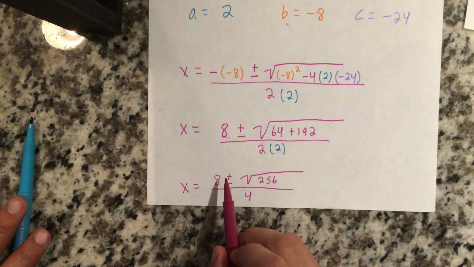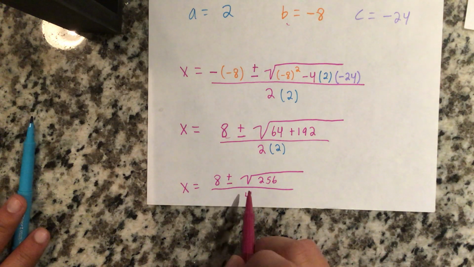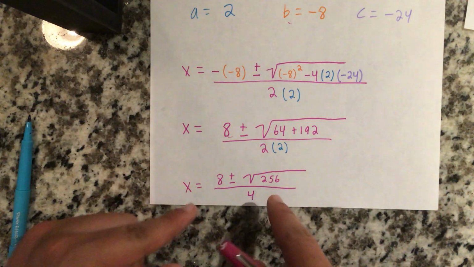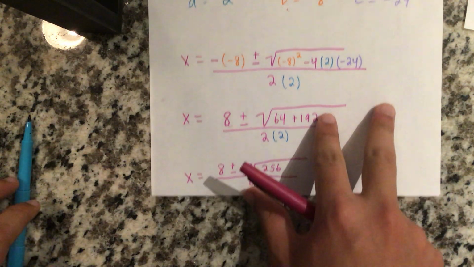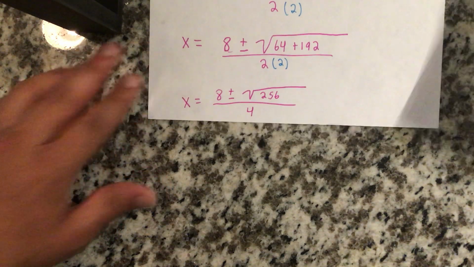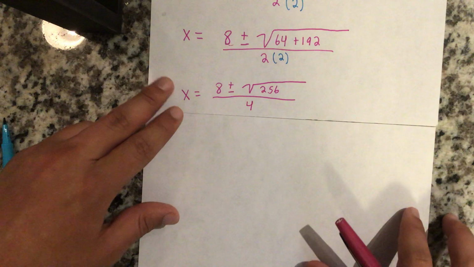I have x equals 8 plus or minus square root of 256 over 4. Remember, we started from this up here, and it's getting smaller and smaller, and it's going to keep getting smaller, okay? So let's slide down. I'm going to have to get another paper. Okay? So, let's keep going.